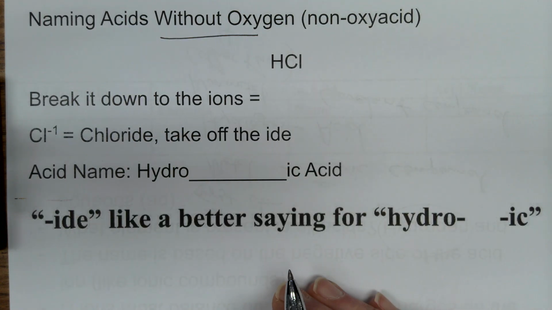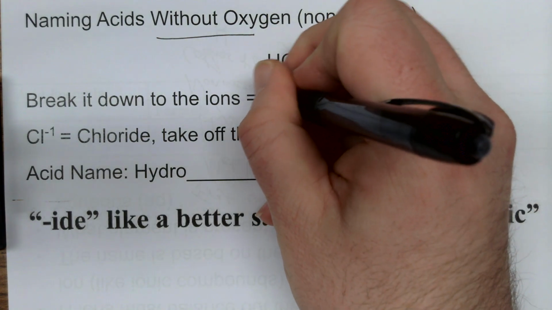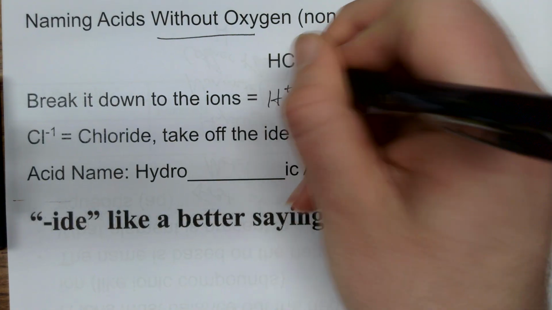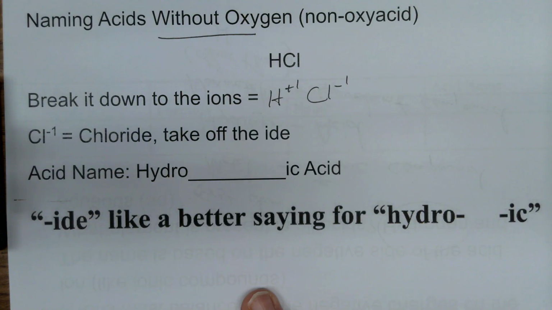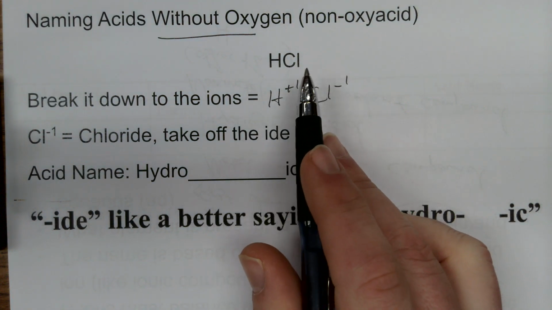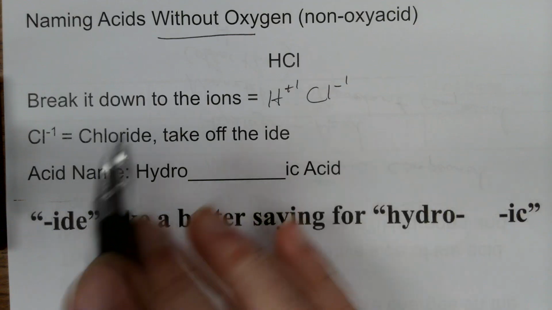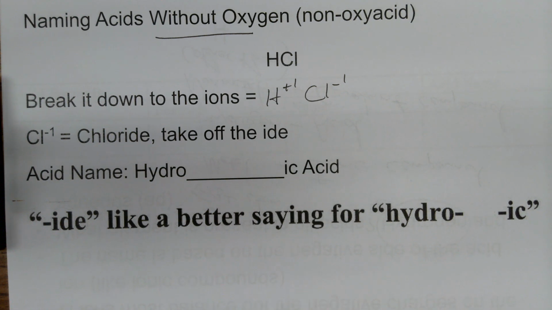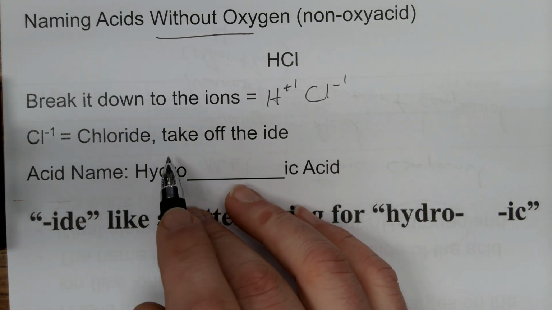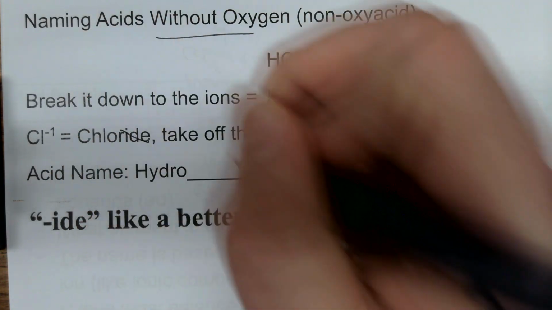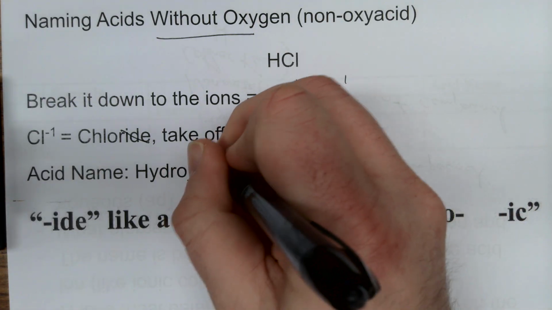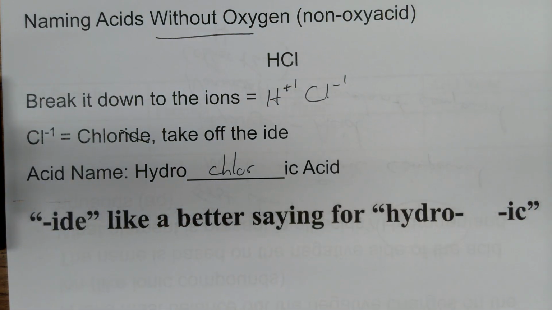If I break down the ions, my hydrogen has to be positive here because my chlorine is definitely negative. When naming my acid, I do not care that hydrogen's present. Hydrogen's present in every acid that we're going to talk about. What I'm going to do is cross out the IDE of my chloride and drop that here in between hydro and ic. So hydrochloric acid.